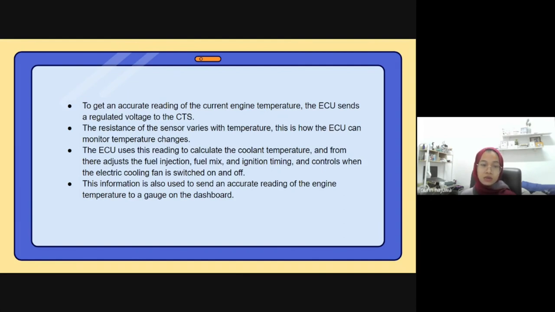This is how the ECU can monitor temperature changes. The ECU uses this reading to calculate the coolant temperature and from there adjusts the fuel injection, fuel mix, and ignition timing, and controls when the electric cooling fan is switched on and off. This information is also used to send an accurate reading of the engine temperature to a gauge on the dashboard.